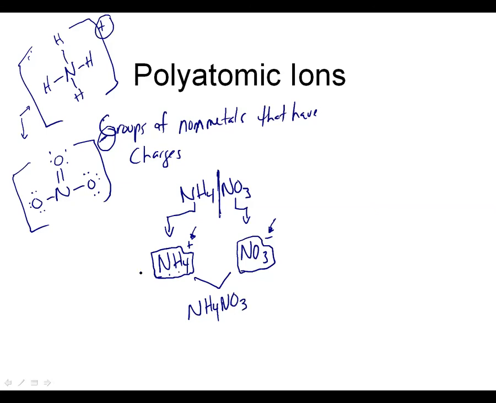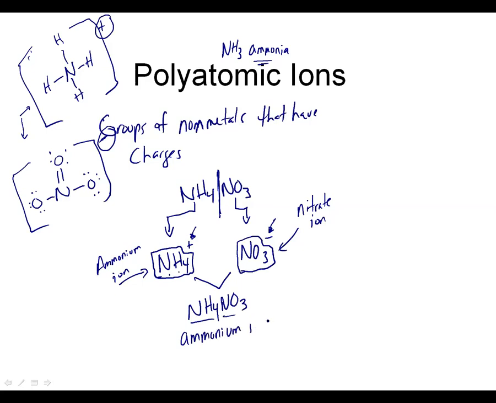These each have a special name. NH4 plus is what is known as the ammonium ion, not to be confused with NH3, which has no charge and is known as ammonia. Yes, different things. And over here, the NO3 minus is the nitrate ion. And when we put two polyatomic ions together, we simply just use their names. So this would be known as ammonium nitrate.